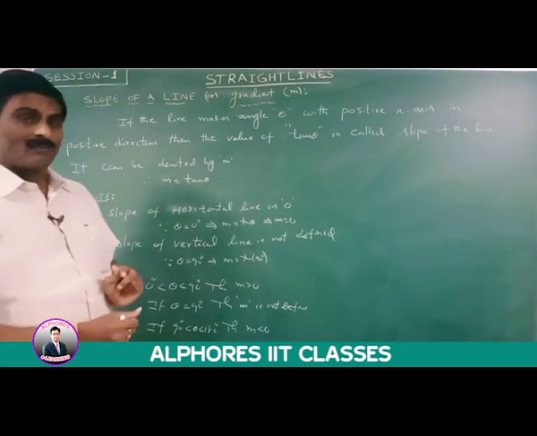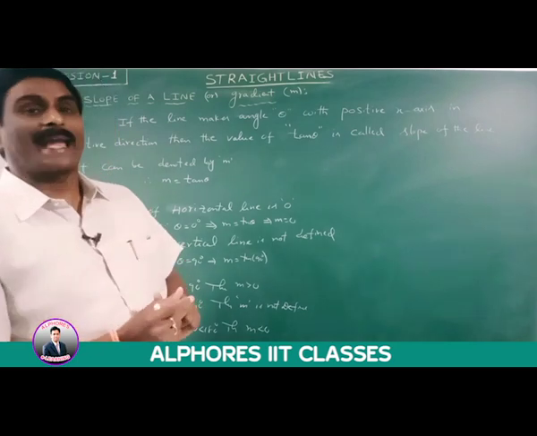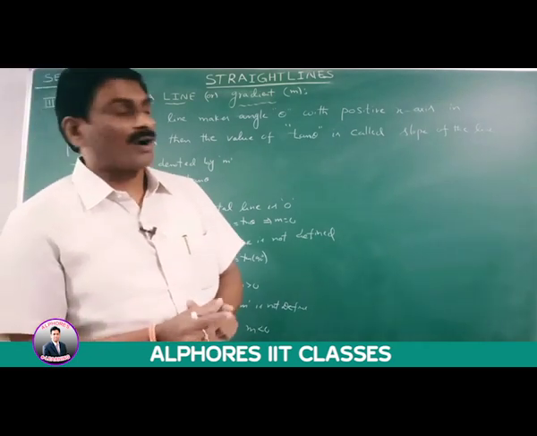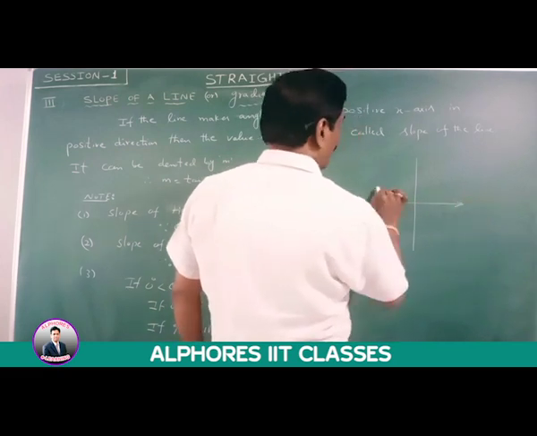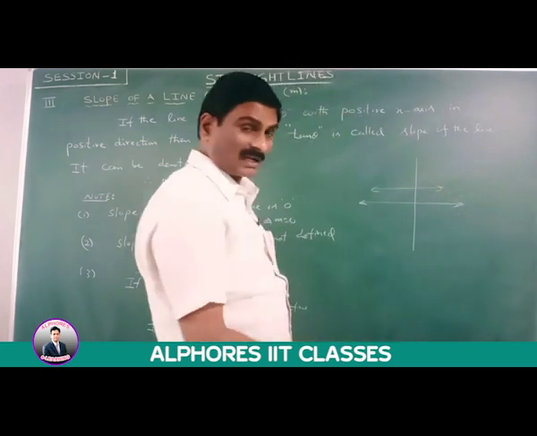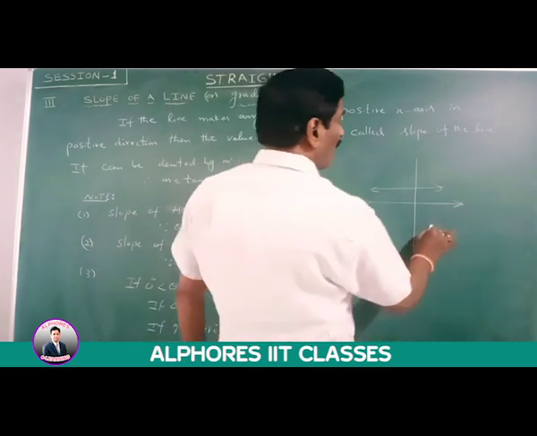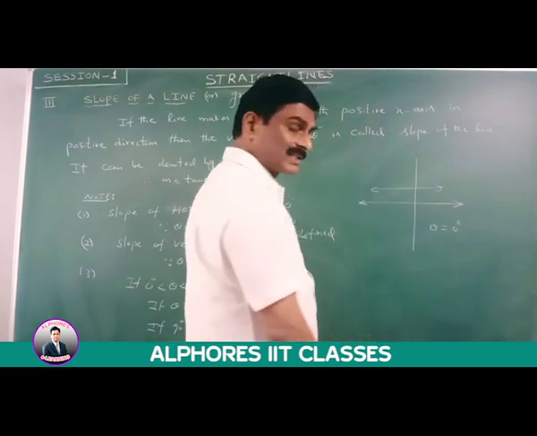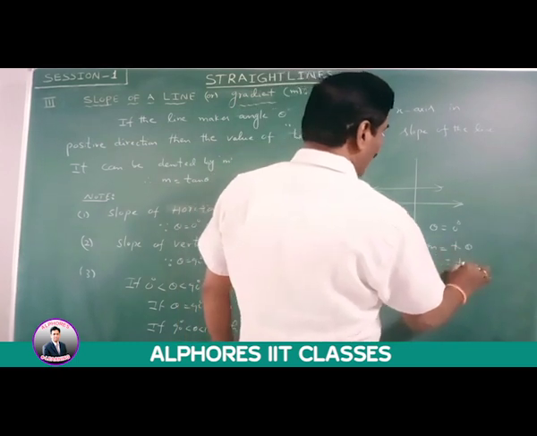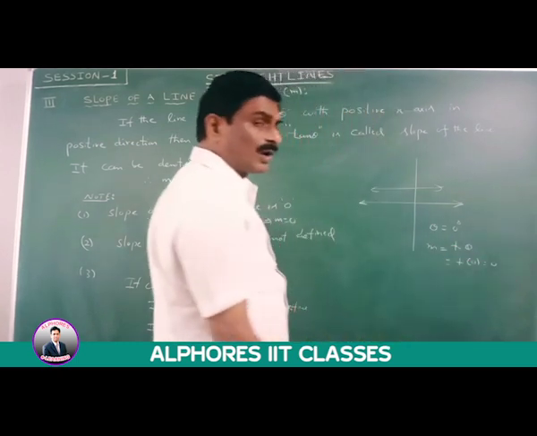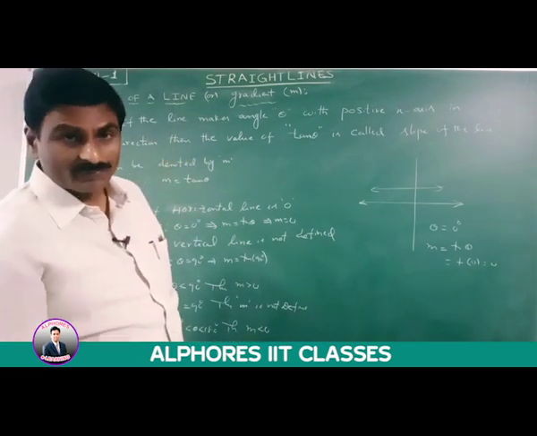Next, for horizontal lines, what is the angle of inclination? Suppose this is the x-axis; the x-axis and the lines which are parallel to x-axis are said to be horizontal lines. What is the inclination of the horizontal lines? Theta is equal to 0 degrees. So slope m is equal to tan theta. Tan 0 means 0. So slope of horizontal lines is equal to 0.